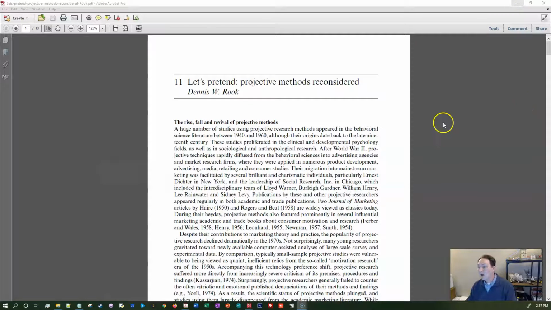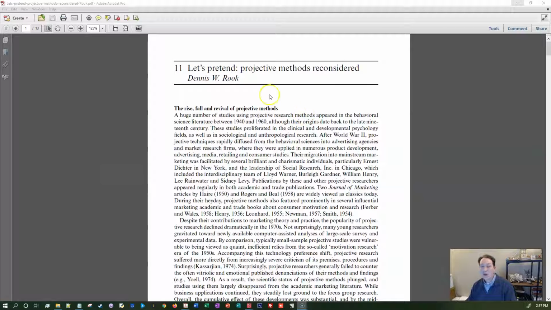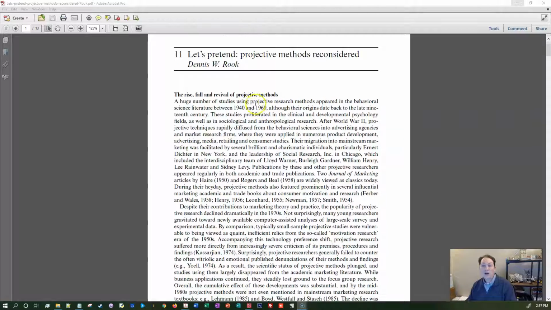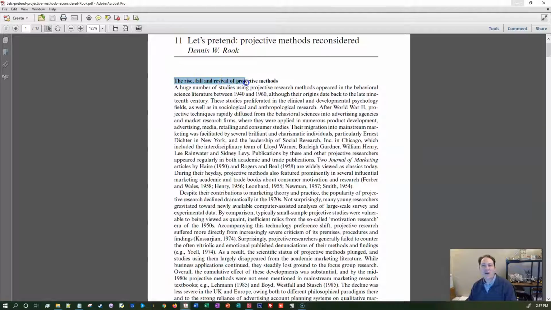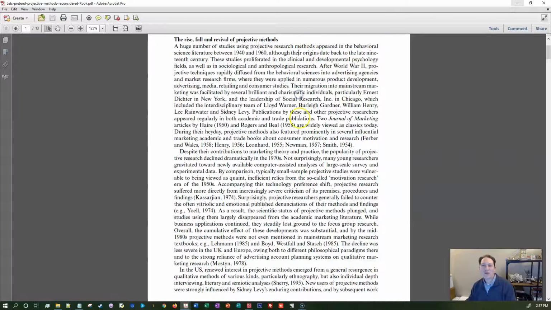Okay, moving on. Let's pretend. This is another article about projective methods, and in this article, there is a historical outline that begins with this very tantalizing rise, fall, and revival of projective methods.